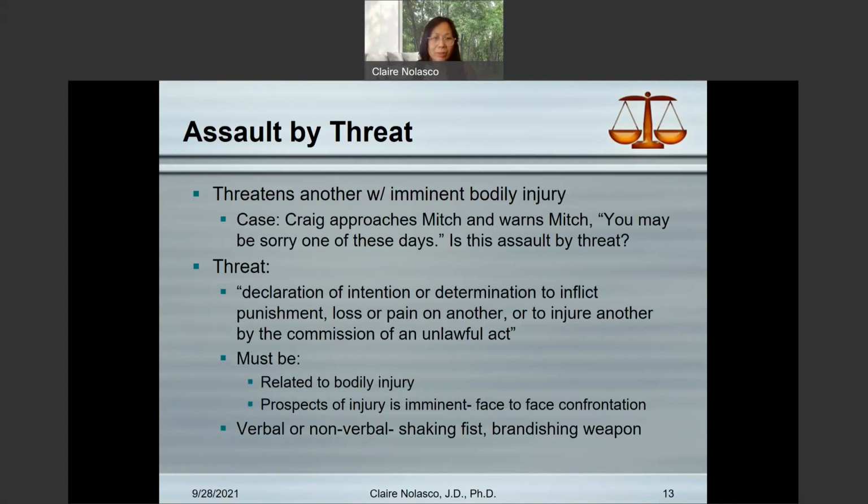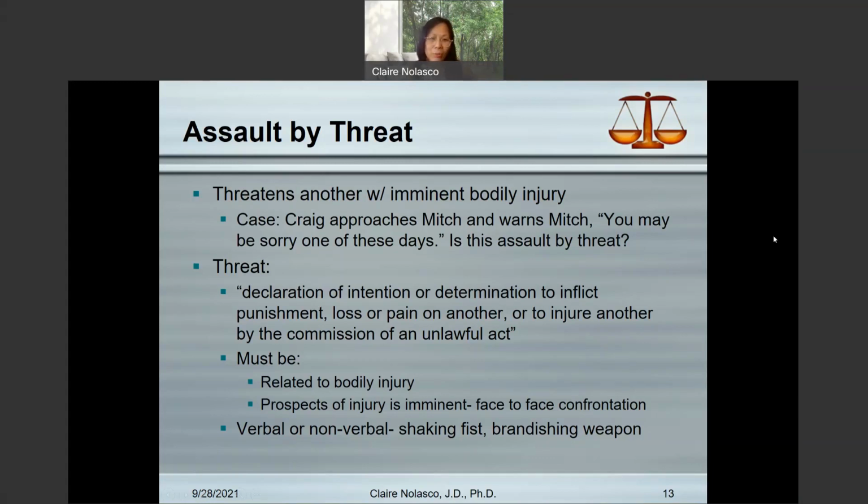Well, to answer this question, let's look at what threat means. Threat means a declaration of intention or determination to inflict punishment, loss, or pain on another, or to injure another by the commission of an unlawful act. The threat must be related to bodily injury. For example, "I will hurt you." That would be a threat. And the prospect of injury is imminent, meaning that it is immediate and it is likely to happen.